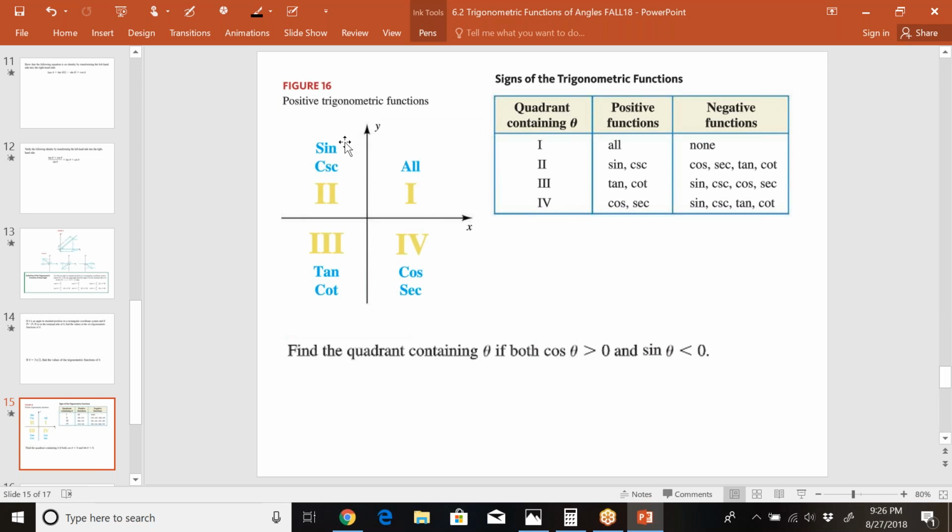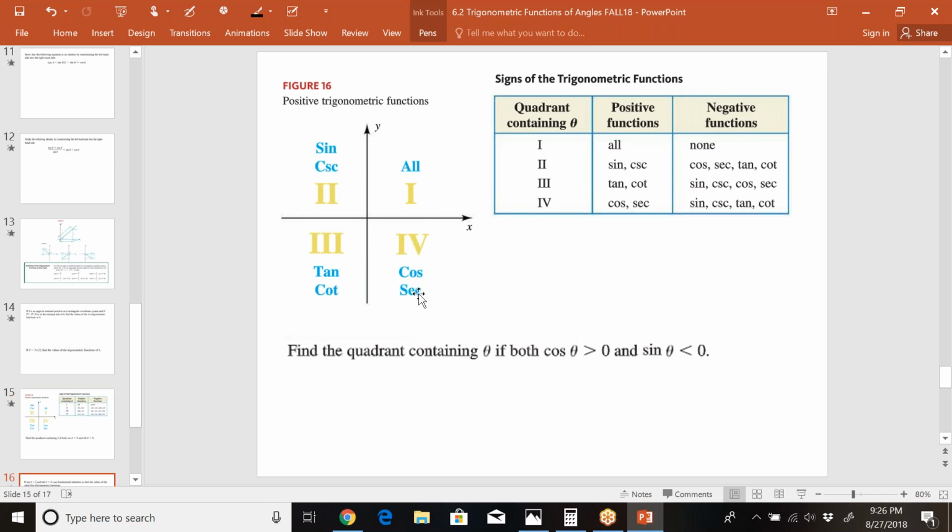And we talked about "all science teachers are crazy," or you can memorize this by "all students take calculus." This tells you which quadrants you have positive trig values in. All 6 trig values are positive in quadrant 1, because your hypotenuses are always positive and your points are all positive. In quad 2, the only thing that is positive is the sine and cosecant family, because remember, those are reciprocals of each other. In quad 3, the only positive trig values are tangent and cotangent. And in quad 4, the only positive values are cosine and secant.